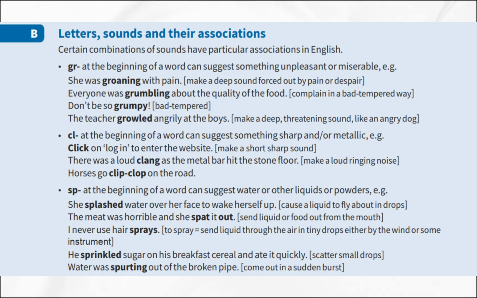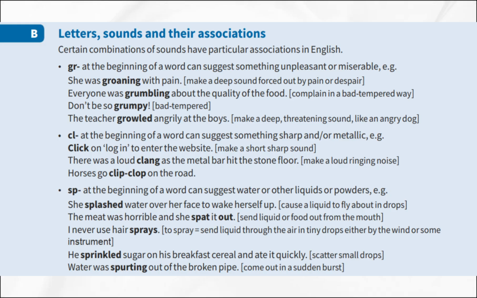GR, unpleasant or miserable. The combination GR at the beginning of a word can suggest something unpleasant or miserable. For example, she was groaning with pain, making a deep sound forced out by pain or despair. Everyone was grumbling about the quality of the food, complaining in a bad-tempered way. Do not be so grumpy, bad-tempered. The teacher growled angrily at the boys, making a deep, threatening sound, like an angry dog.